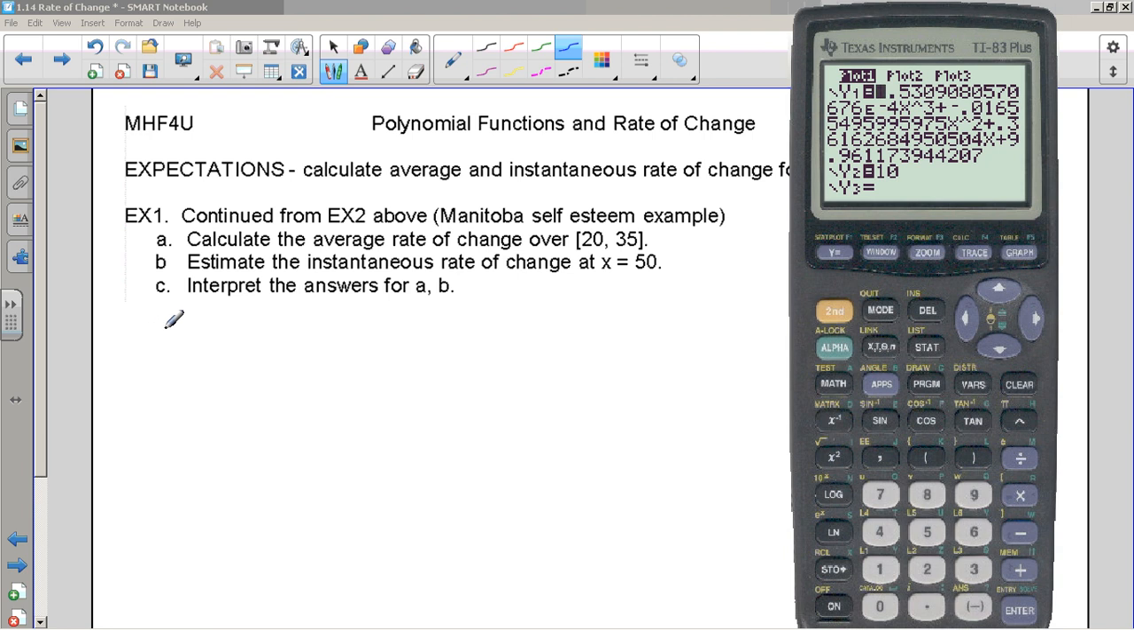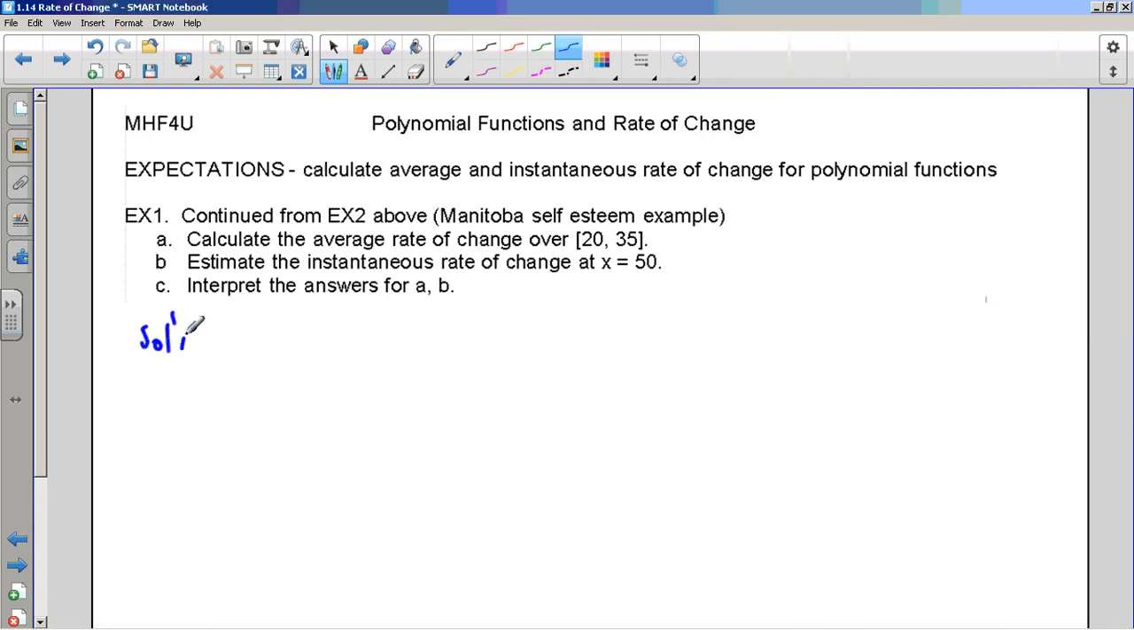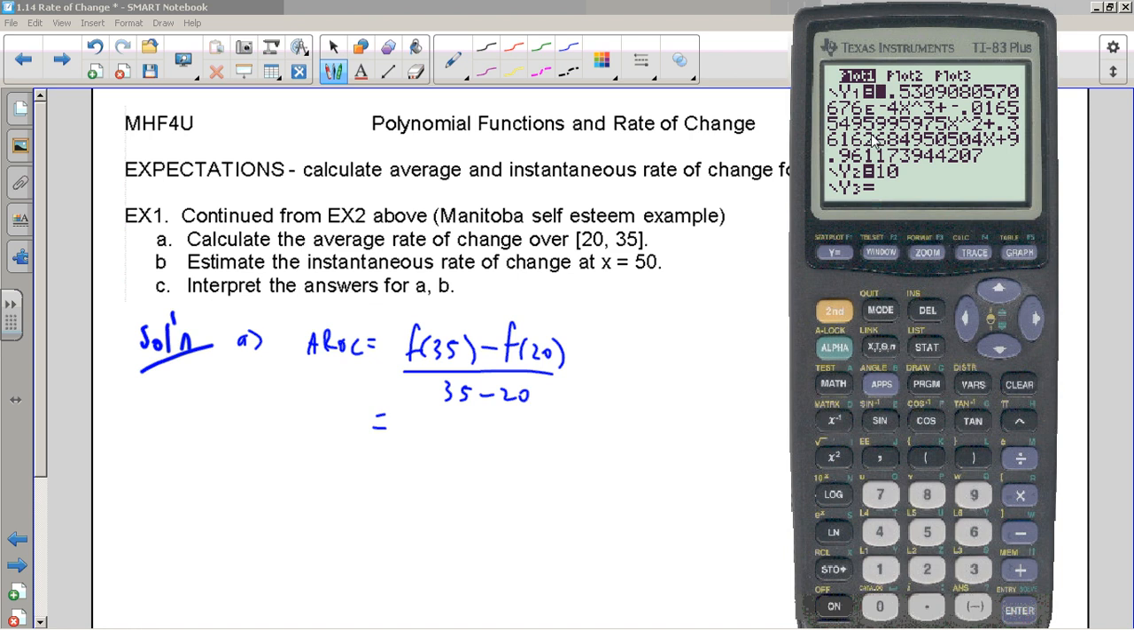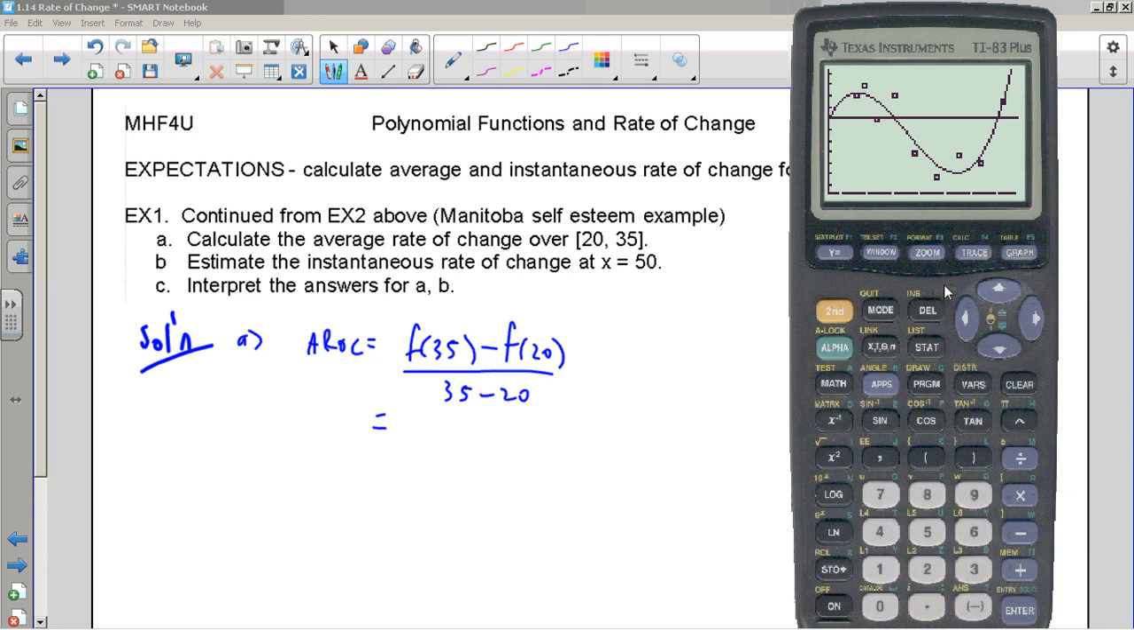So one way to do this would be the average rate of change is just f of 35, subtract f of 20, over 35 minus 20. And I could use the function that I came up with yesterday to do that. Notice I'm not going to do it that way because I've got graphing technology. I've got the calculator here. Why wouldn't I use it? And that's a good question. Why wouldn't I use it?